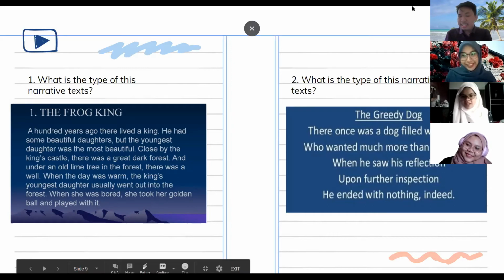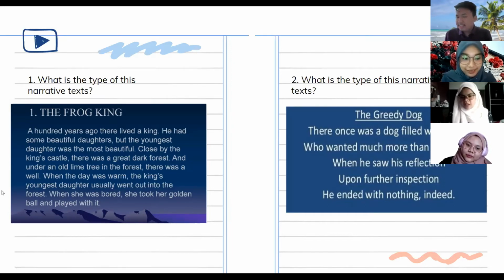Okay, for the second question, what is the type of this narrative text? I think it's poetry. Yeah, very clever, both of you. Why is it a poem? Because it has the end rhyme. Indeed, just like rhyme in the sentence. Okay, that's a great answer. So it seems that you have mastered how to identify the narrative text based on the paragraph that you see. So good job.